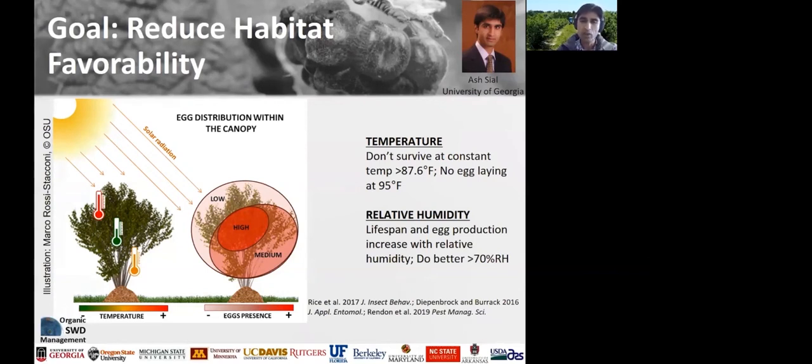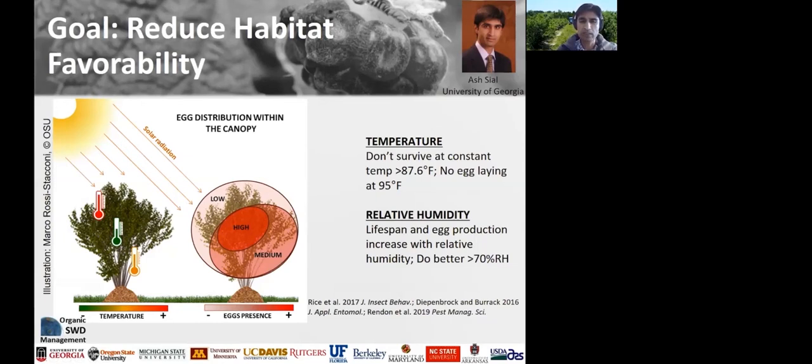What these studies show is that temperature and relative humidity are the two most important factors that affect SWD survival and development in the field. For example, 68 to 86 degrees Fahrenheit is the optimum range for SWD. As soon as temperatures start to rise above that, the flies either don't survive or their reproduction gets affected. Similarly, relative humidity, they like to live in higher relative humidity. 70% or higher is better, but at lower relative humidity, they do not do well.